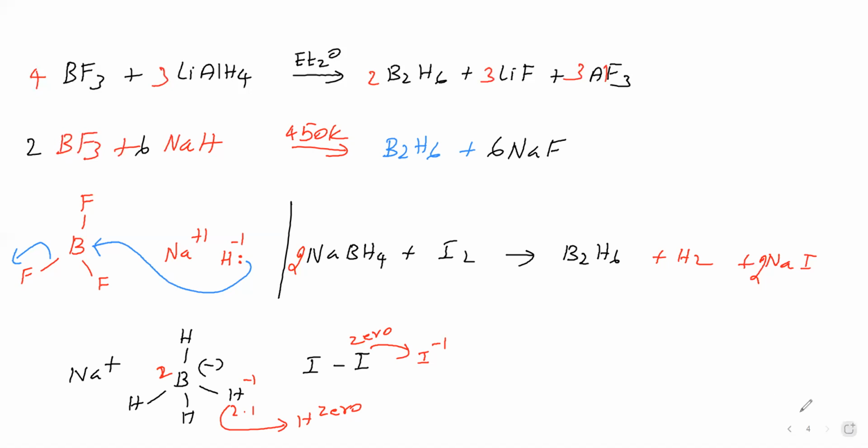Then, what are the properties of diborane, that we will see. Diborane is a colorless and highly toxic gas. Diborane and other higher boranes are flammable in air. That burning is a spontaneous process. So diborane burns with air, that reaction we will see. Diborane with oxygen, burning with oxygen. This boron becomes +3.